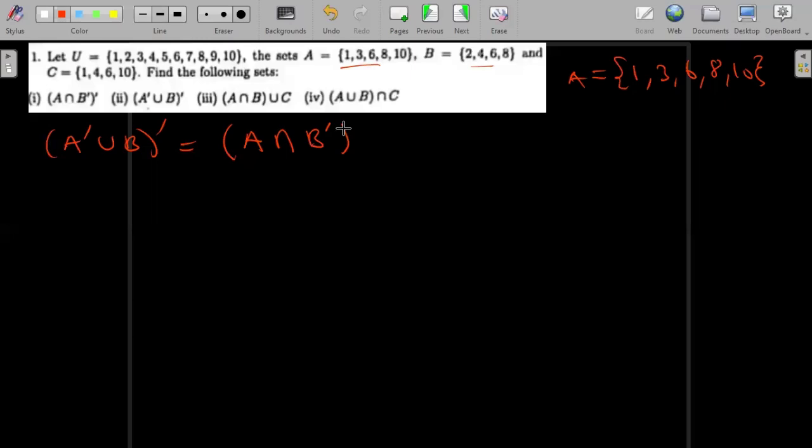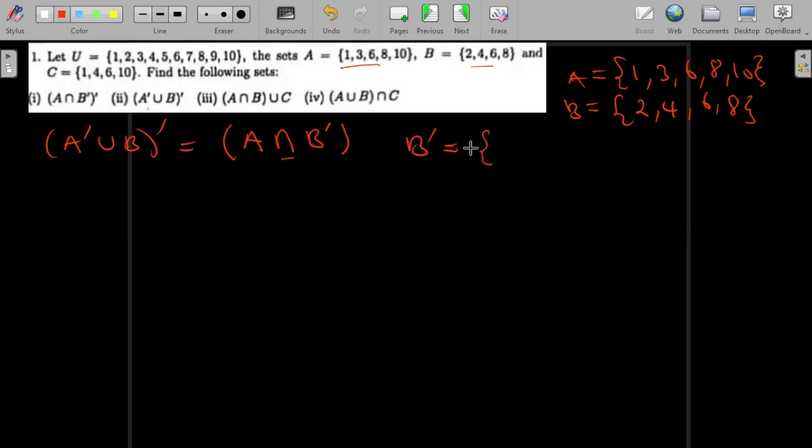So it's the same thing we had, but then there's an intersection here and the complement is at B now. So how do I do this? Meaning I have to have my B complement. The set B has the elements 2, 4, 6, and 8. These are the elements not in B.